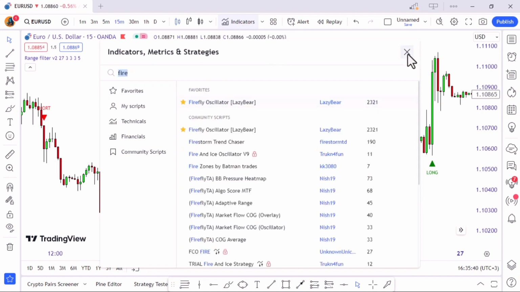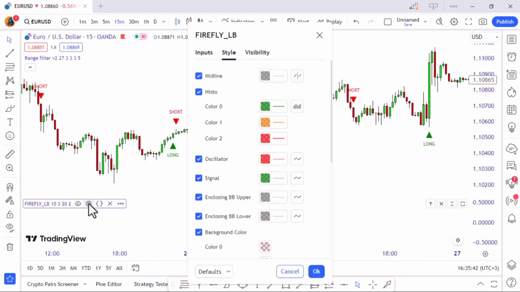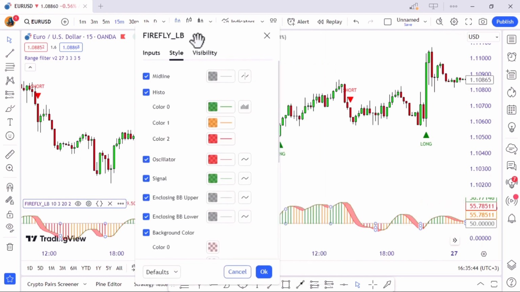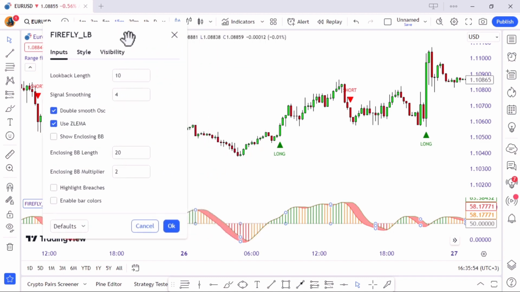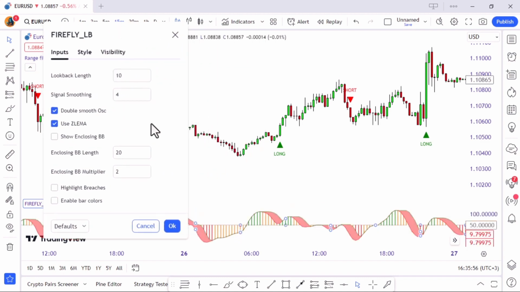Before using the oscillator, we need to get in sync with our first indicator. Tweak the signal smoothing to 4 in the Firefly Oscillator settings. Now toggle the double smooth and use zero lag EMA options. I previously made 2 completely dedicated videos and sessions based on an indicator named Zero Lag EMA, which you can check out. I'm gonna leave the link by the end of the video.